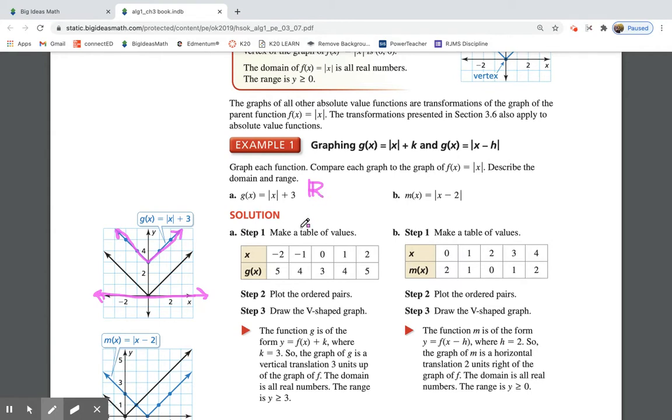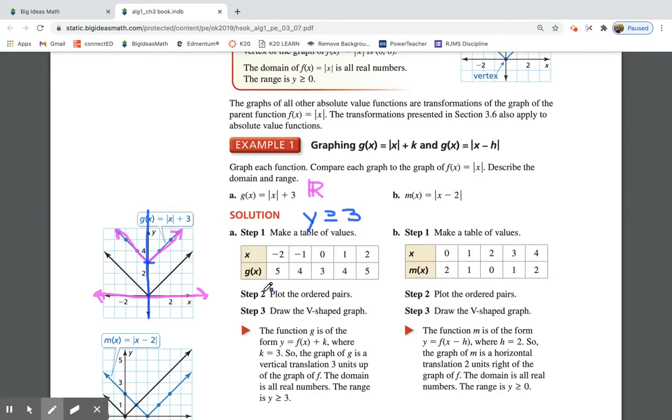Okay, for the range, that's your y-axis. Let me change colors. So we're looking this way. Well, it starts right here. That's at 1, 2, 3 on the y-axis, and then it goes up both ways forever. So it's not anywhere below that, but it goes on and on forever above that. So for your range, you would say that y is greater than or equal to 3.